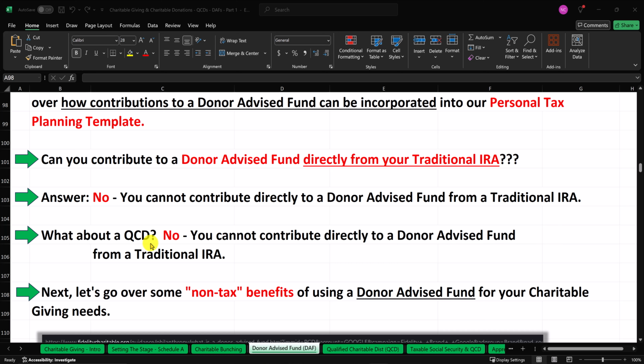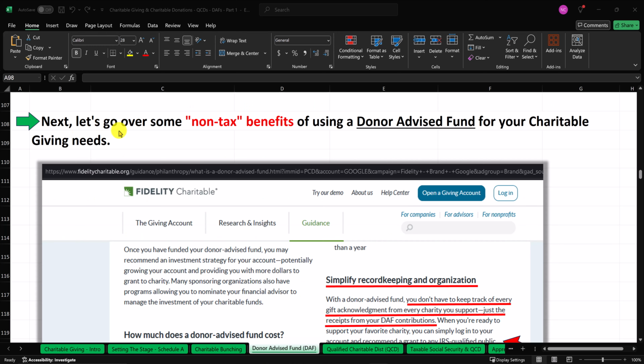What about a QCD? Can a QCD go directly to a donor advised fund? And the answer is no. You cannot contribute directly to a donor advised fund from a traditional IRA. We will talk more about the QCD strategy coming up in the next video of this series, but I thought I would just quickly mention it right here since we're talking about donor advised funds. Contributions to donor-advised funds need to come from cash or appreciated securities or other assets that are not held within a traditional IRA.